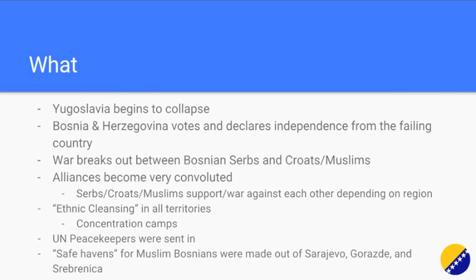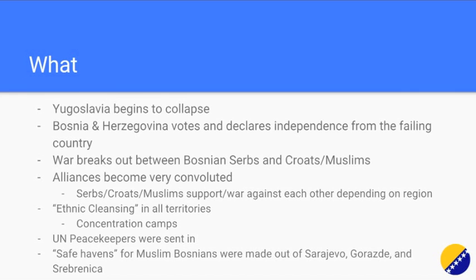All right, so what happened? Yugoslavia began to collapse. Bosnia and Herzegovina votes and declares their independence from the failing country. War breaks out between the Bosnian Serbs and the Croats and Muslims. But that being said, alliances became really convoluted during the entire conflict. So depending on the region, the Croats might have been allied with the Serbs. The Muslims may have been allied with the Serbs against the Croats, but the Serbs were against the Muslims. So it was a really complex kind of alliance system. But generally, it was the Serbs against the Croats and the Muslims.